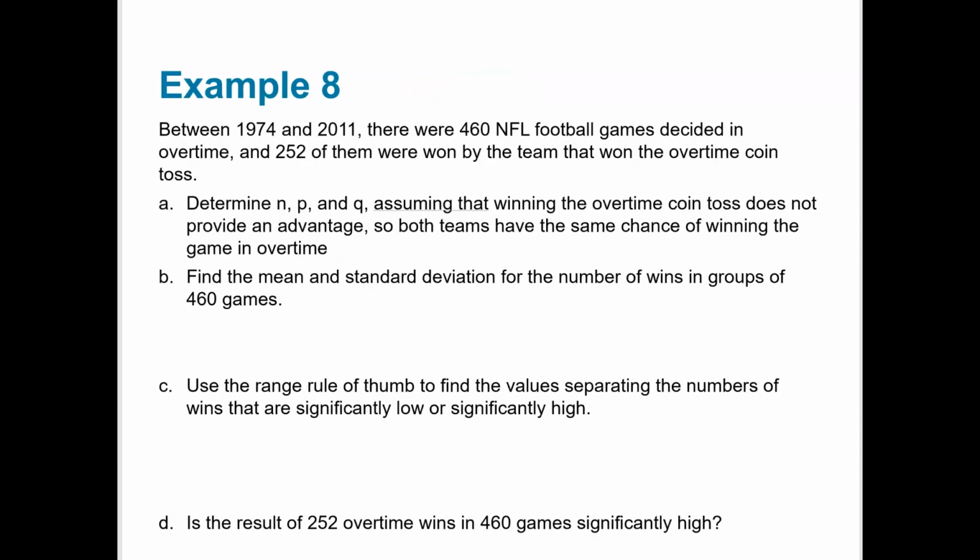So our last example will be this one here. Between these years, there were 460 NFL games decided in overtime, and 252 of them were won by the team that won the coin toss. Determine N, P, and Q. Assume that winning the overtime coin toss doesn't provide an advantage, so it's equally likely. So N, how many total trials are we dealing with here? 460. P, what's the probability of winning a coin toss? 0.5. Q, what's the probability of losing a coin toss? 0.5.